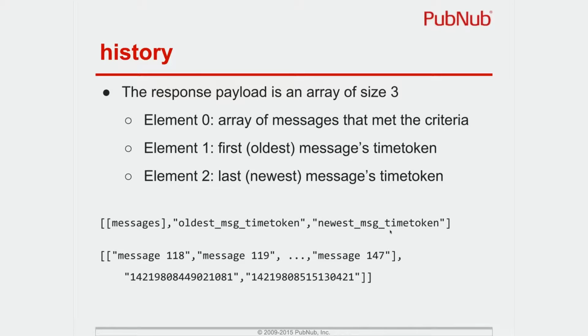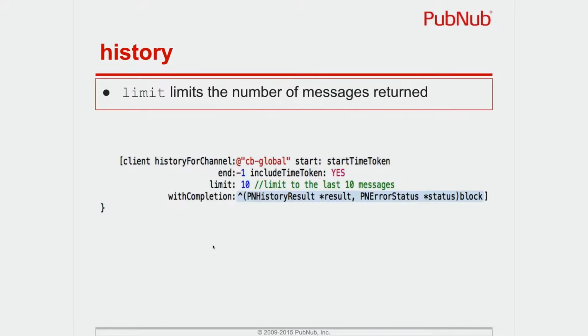Why this is relevant is if you're retrieving history from a channel, the max you can retrieve at one time is going to be 100 messages. If you need to retrieve more than 100 messages at a time, then you're going to have to use the oldest time token that comes back with history to go back further in time until you retrieve all the messages that you want to retrieve.